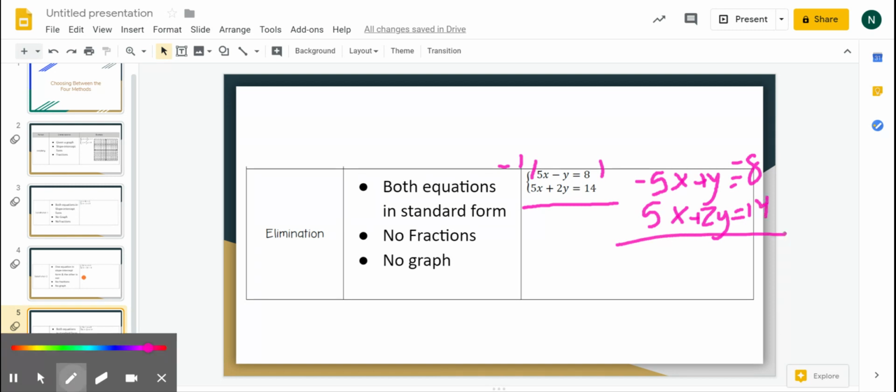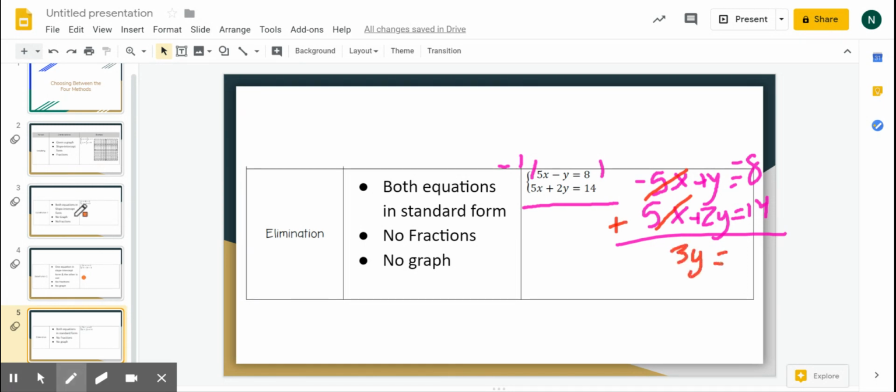So right here, my x's cancel. Negative 5x and 5x, if I add it together, is 0. 1y and 2y is 3y. Equals, then I have to add, that is a negative 8 plus 14, which would give me positive 6. Divide by 3, y equals 2.